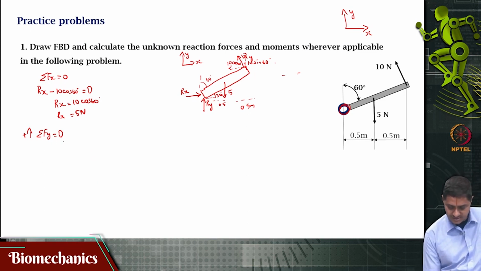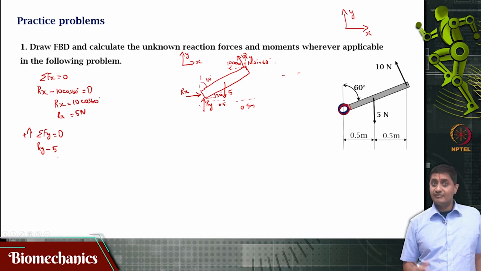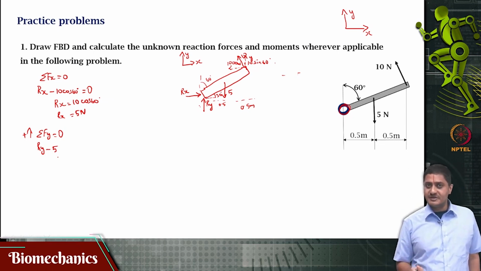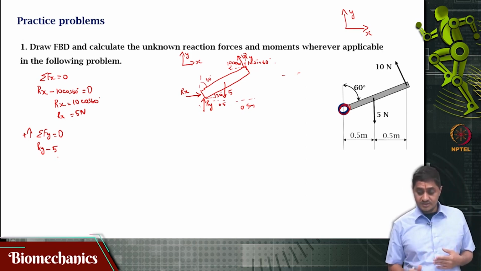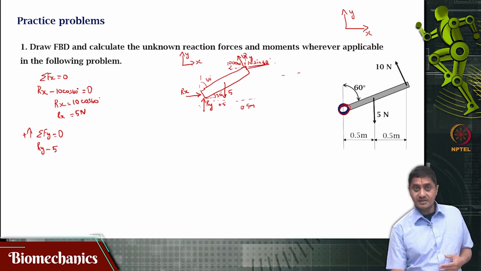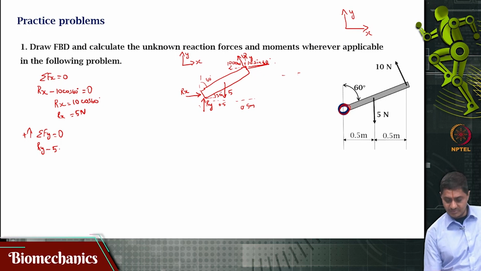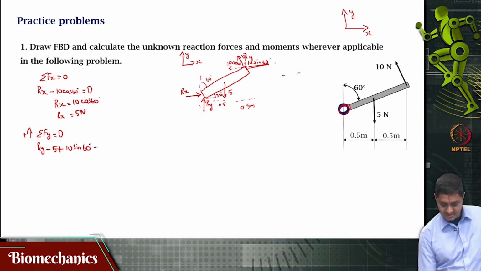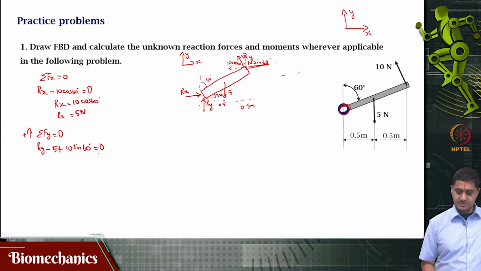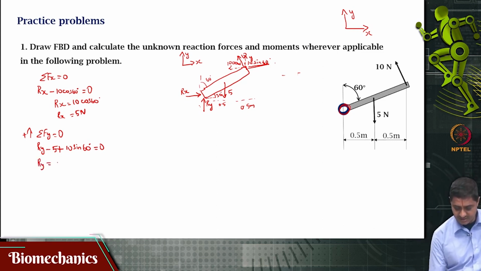I can write out Ry, because Ry is in the positive y direction as shown, minus 5 newtons is in the negative y direction. So, I am simply writing minus 5, that is it. Can we write equal to 0? The answer is no, because there is 10 sin 60 in the positive y direction, that would be plus 10 sin 60 equals 0. So, that means I can write out Ry is then 5 minus 10 sin 60.